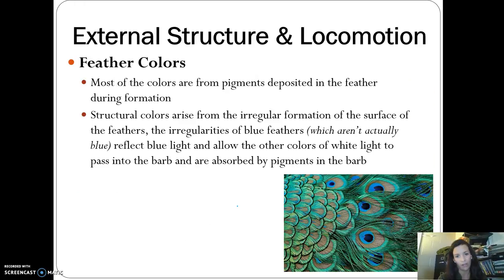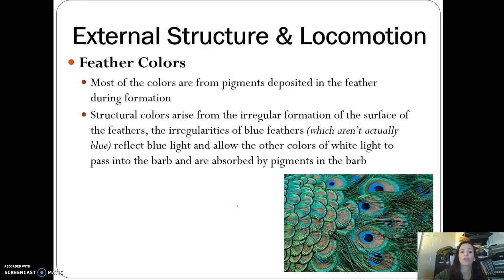Feather colors are also pretty cool. Most of the colors are from pigments, and these are deposited in the feather during formation. But there are also structural colors due to irregular formation, which result in those reflective, iridescent-type feathers.